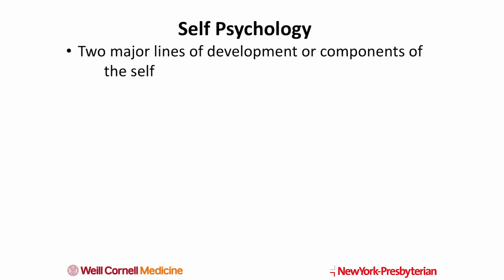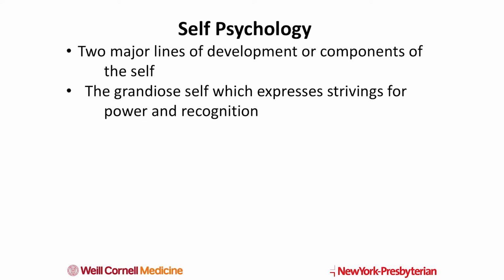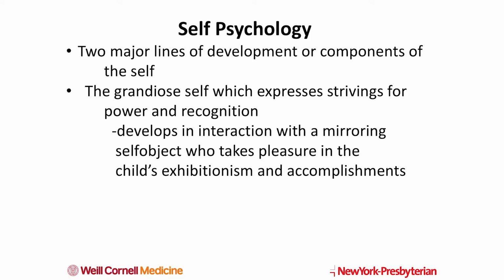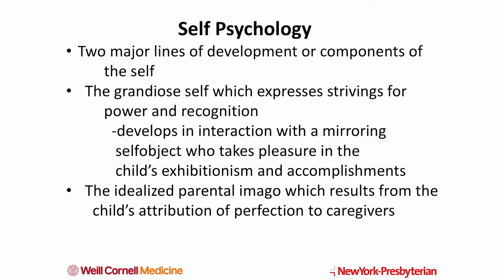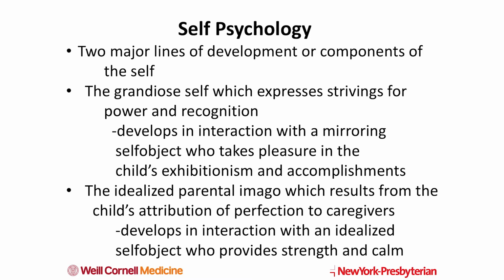According to self-psychology, there are two major narcissistic lines of development, or components of the self, which develop in the child in interaction with caregivers. One component is called the grandiose self, which expresses innate strivings for power and recognition. The grandiose self develops in interaction with a mirroring self-object, who validates and takes pleasure in the child's exhibitionism and accomplishments. The other component of the self is called the idealized parental imago, which results from the child's attribution of omnipotence and perfection to caregivers. The idealized parental imago develops in interaction with an idealized self-object, who provides the strength and calm needed for the child to feel safe and to develop affect regulation.